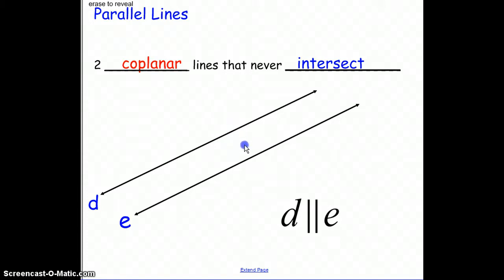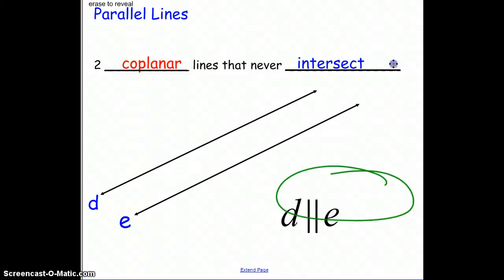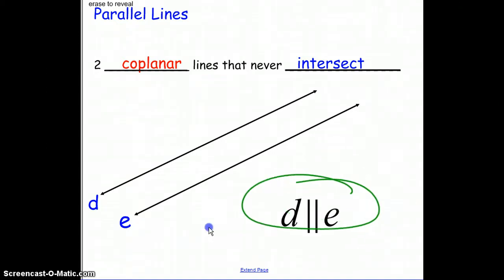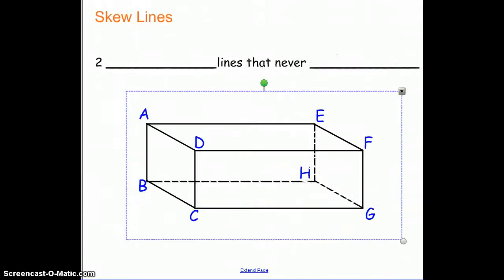For example, D and E. And if you notice at the bottom, there's our notation for parallel lines. We say that D is parallel to E, and the symbol simply looks like parallel lines. Okay, besides being parallel, we can move on to the next thing, which are skew lines.